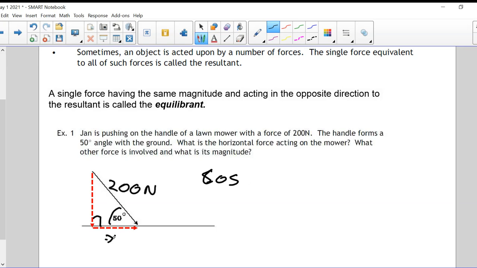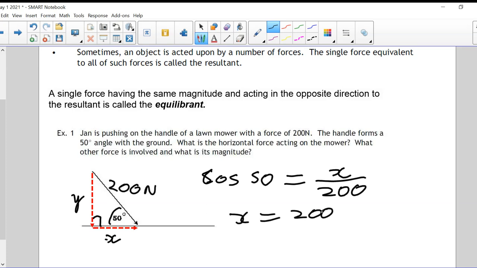So let's call this the x horizontal component. Let's call this the y vertical component. The cosine of 50 would be equal to the adjacent side, which is x, over the hypotenuse, which is 200. So this x component is going to be equal to 200 times the cosine of 50.